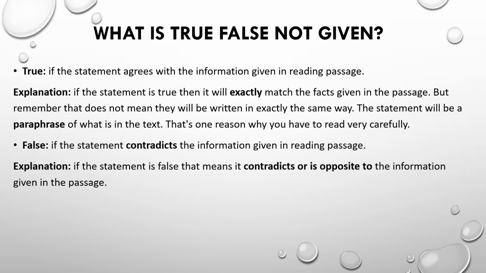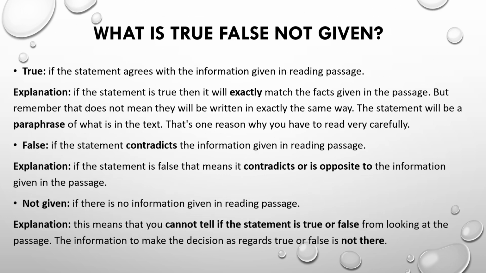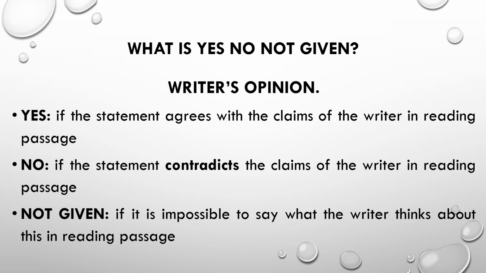False. If the statement contradicts the information given in the reading passage. If the statement is false, that means it contradicts or is opposite to the information given in the passage. Not given. If there is no information given in the reading passage. This means that you cannot tell if the statement is true or false from looking at the passage. The information to make the decision as regards true or false is not there.